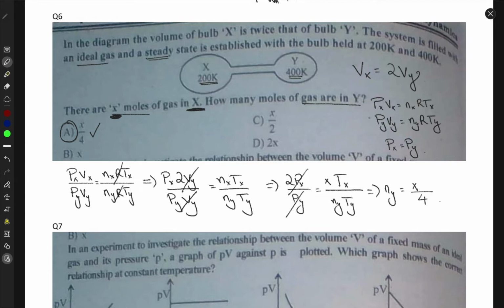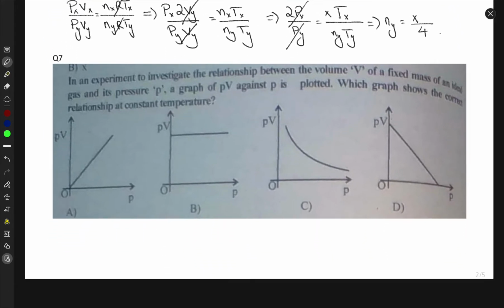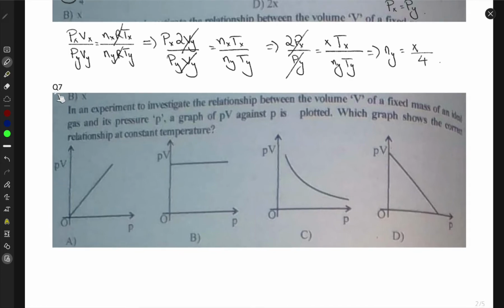All right. So with that, let's move on to question number 7, which says that in an experiment to investigate the relationship between the volume V of a fixed mass of an ideal gas and its pressure P, a graph of PV against P is plotted. Which graph shows the correct relationship at a constant temperature?